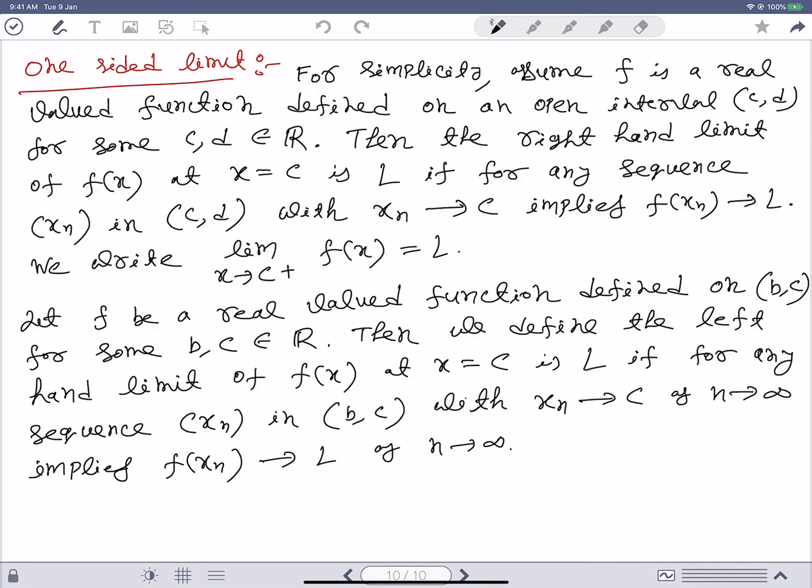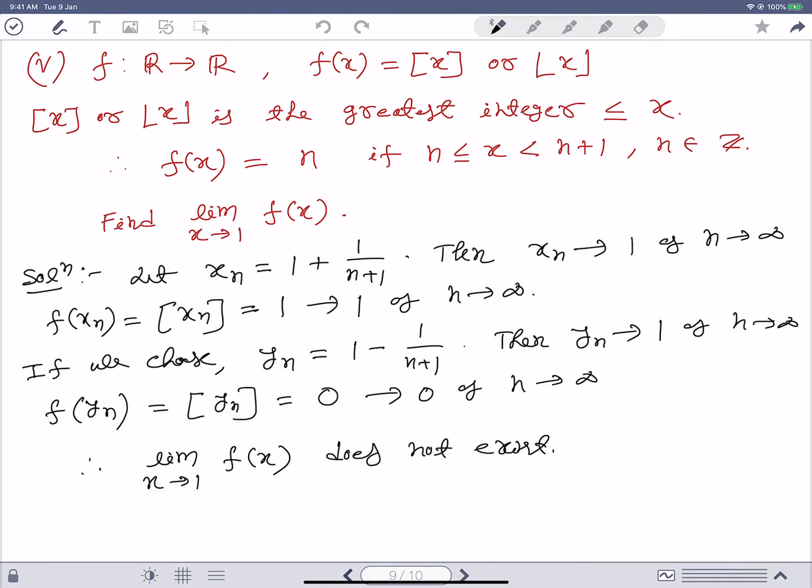Okay, and in this case we write that limit as x tends to c minus of f of x equal to L. So c minus means left hand limit. That means the left hand limit of the function f at x equal to c is L. So now this is the definition of one-sided limits. Now again we go back to the previous example.